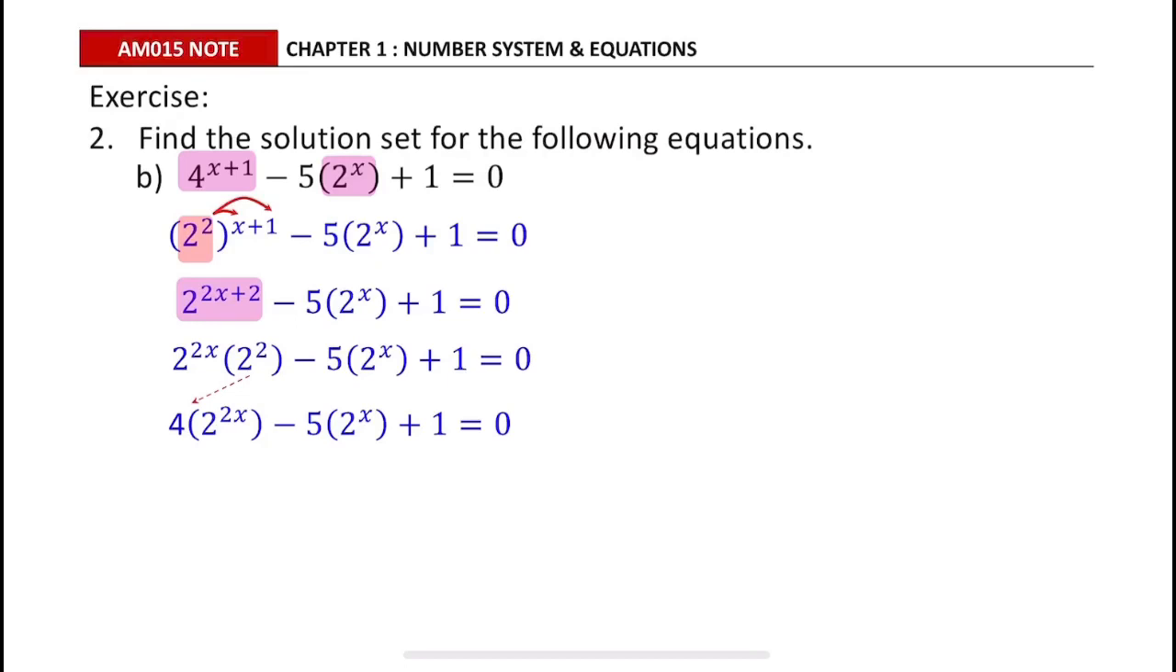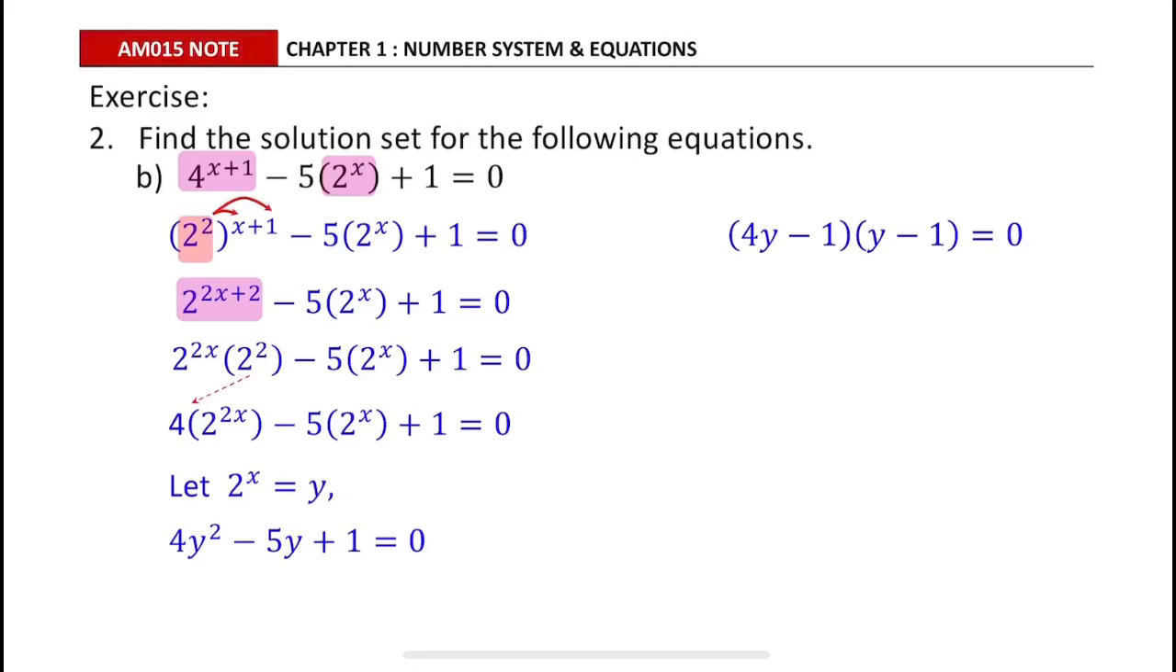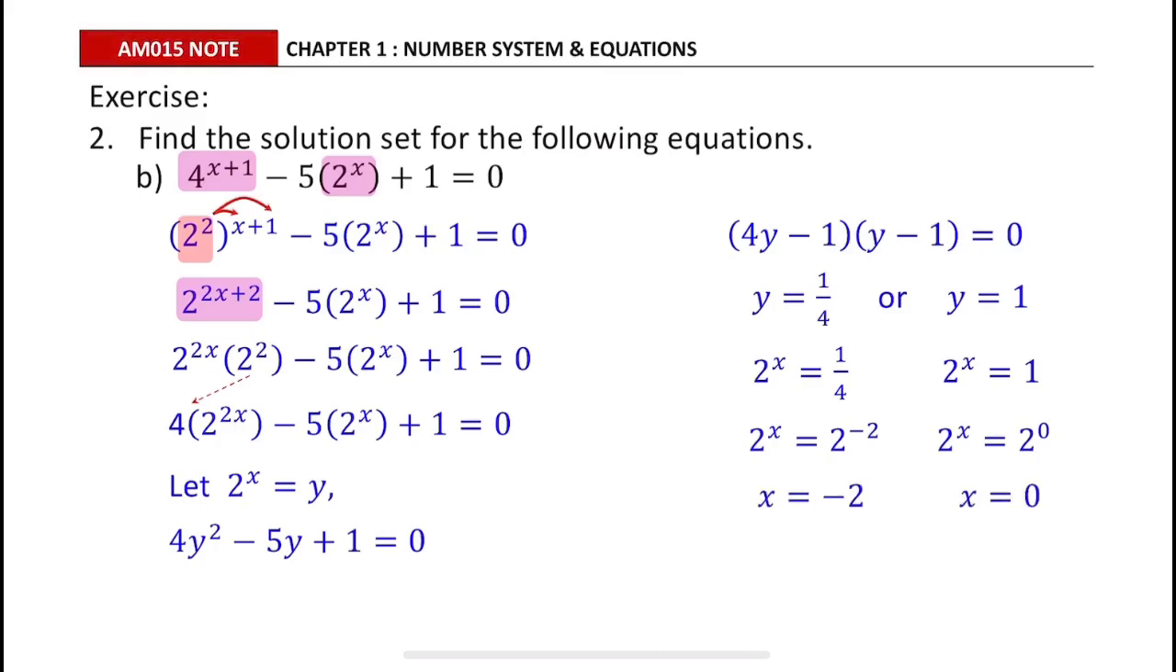Now, let 2 to the power of x equals to y and we get a quadratic equation in terms of y. Factorize this equation and we get the values for y. Then, change y back to 2 to the power of x and solve for x, where we have to change 1 over 4 and 1 to index form with base 2. And we get the answer. But the final answer must be in solution set.